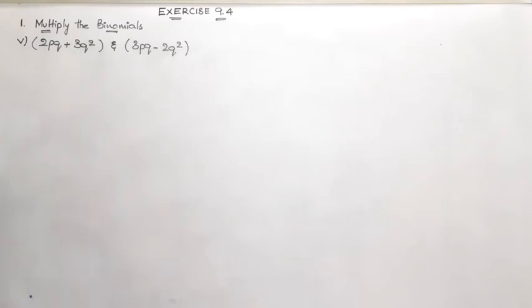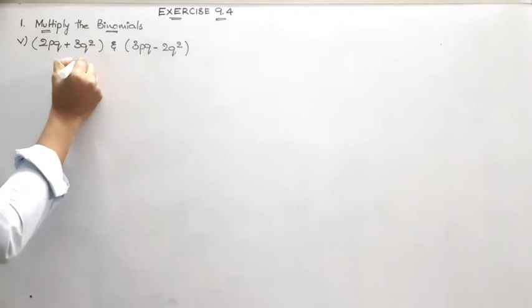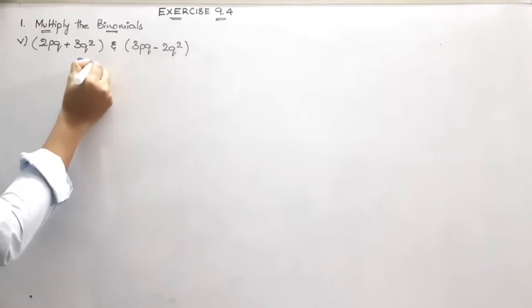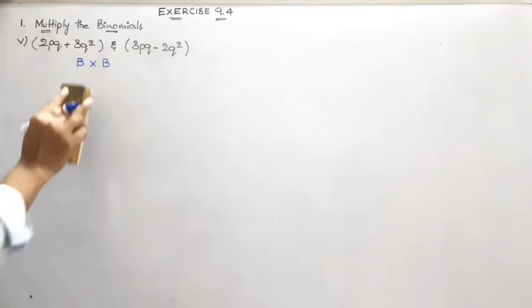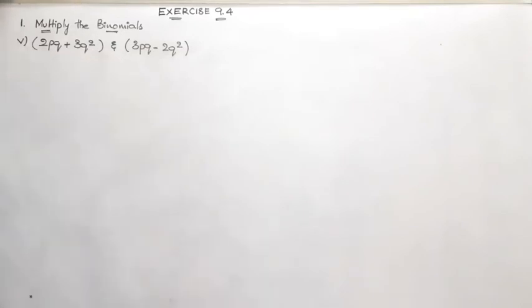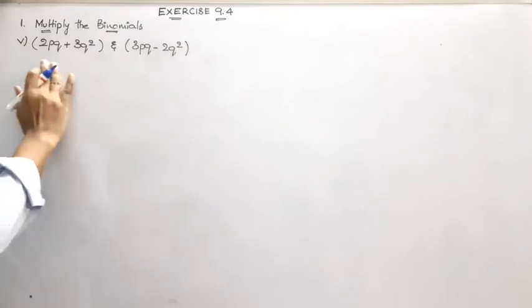So, in our previous class, we started the concept of multiplying a binomial with a binomial. Today we are going to continue the same from exercise 9.4, first Roman fifth question.